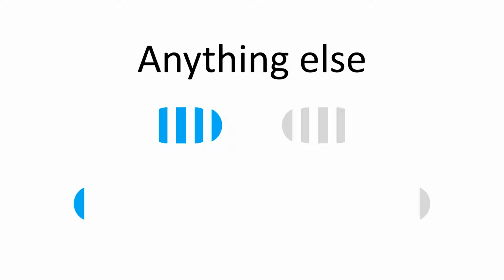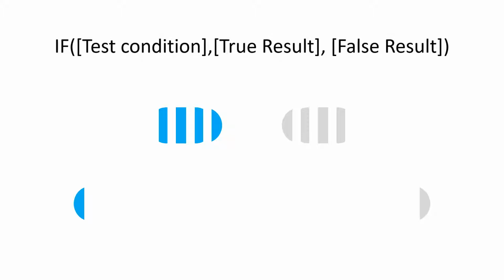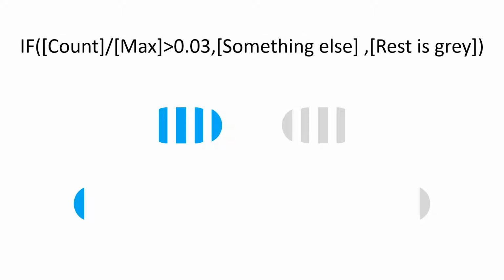Now what we have to do is work out what goes in the middle. So to do that, we use now a series of if statements. We try to use as few as possible. So we're testing with an if statement. You test for a condition. If it's true, you have a result. If it's false, you have a result. So in this case, what we do is we test now that count again over the maximum and see if it's more than 3%.